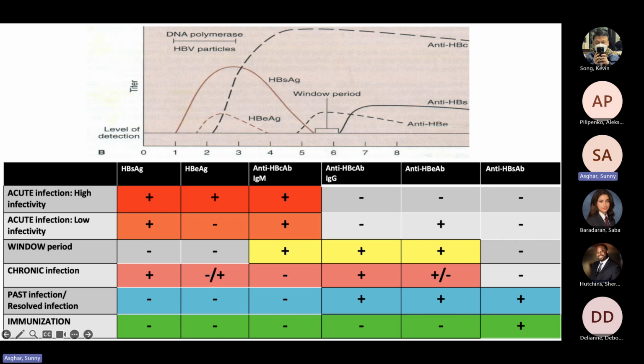If you recall, IgG is just an antibody found in humans. You will be learning about antibodies in immuno. I apologize, I didn't go over your acute infection, high infectivity, low infectivity, and your window period, which is right here, because that's where you don't see anything. That's the window period to find out.